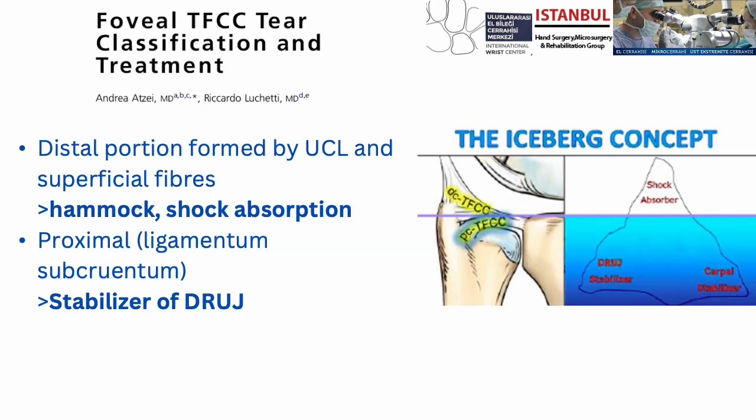So after that, the iceberg concept was introduced by Andrea Zay, who mentioned that the superficial component of TFCC is formed by the ulnar collateral ligament and superficial fibers, which act as a hammock and shock absorber that can usually be seen and repaired. However, the deep component that cannot be seen is more important as the DRUJ stabilizer.